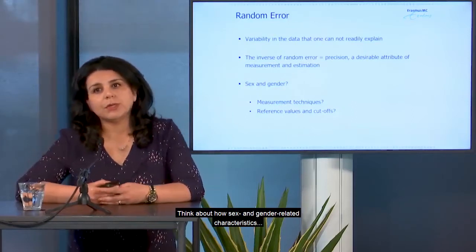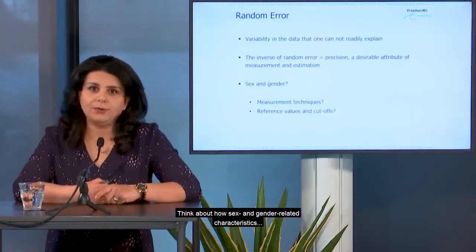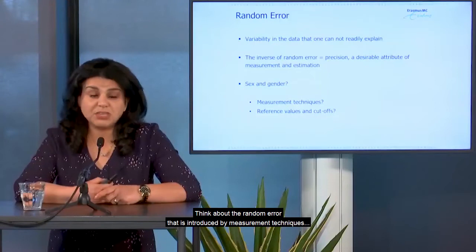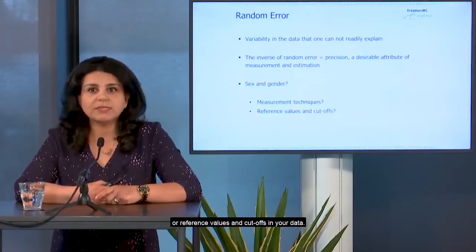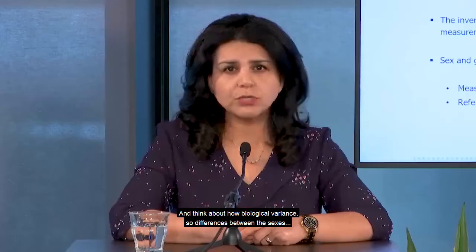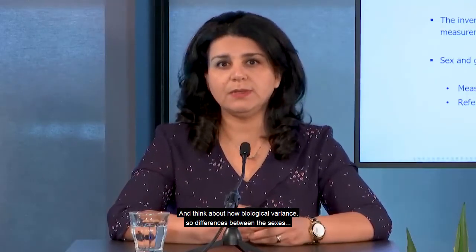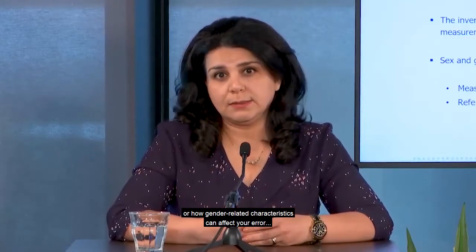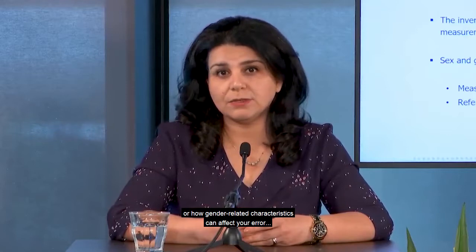Think about how sex and gender-related characteristics might be relevant for the error in your data. Think about the random error that is introduced by measurement techniques or reference values and cutoffs in your data. And think about how biological variance, so differences between the sexes, or how gender-related characteristics can affect your error in your data.